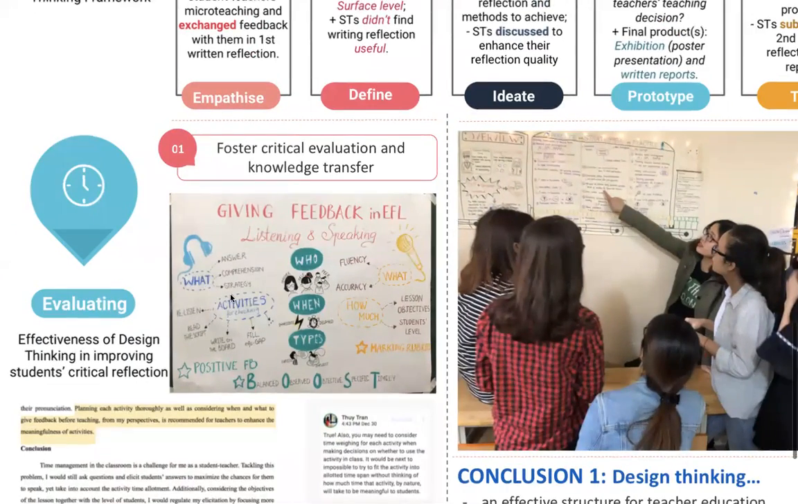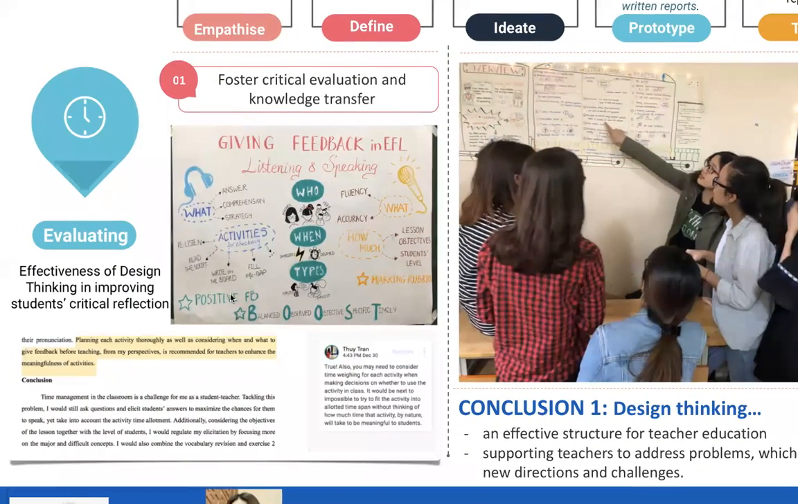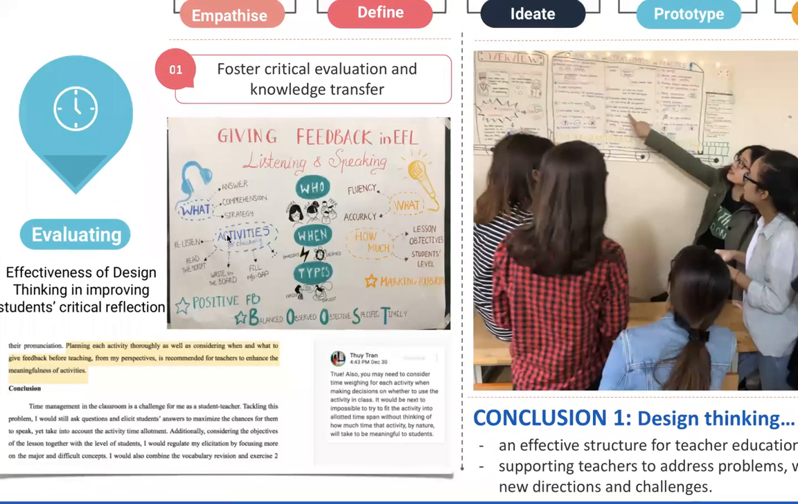we see that this one had been useful and effective to students in a number of ways. Firstly, this project fosters students' critical evaluation and knowledge transfer. So you can see this is one example of the students' poster presentation. So for example, with this group, they chose the topic of giving feedback in EFL teaching, because during their micro teaching, they had problem with giving feedback.